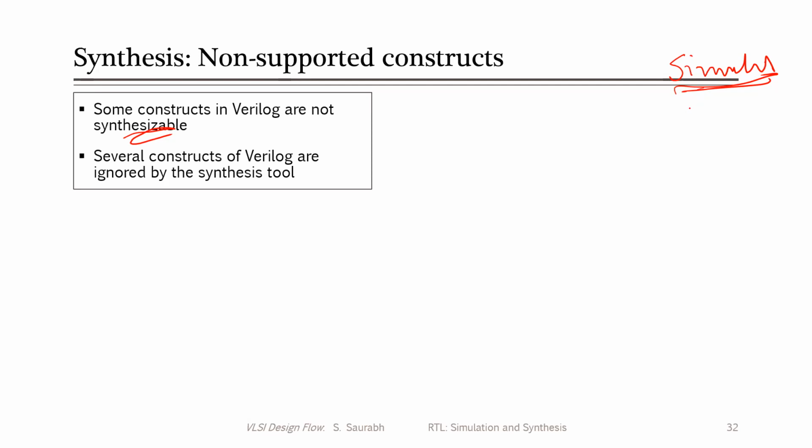Verilog was invented for simulation in the early 1980s, and synthesis was developed in the late 1980s and early 1990s, right? So synthesis was developed much later than simulation, and therefore many of the constructs existing in the language are more for the purpose of simulation rather than synthesis. So several constructs of Verilog are ignored by the synthesis tool.